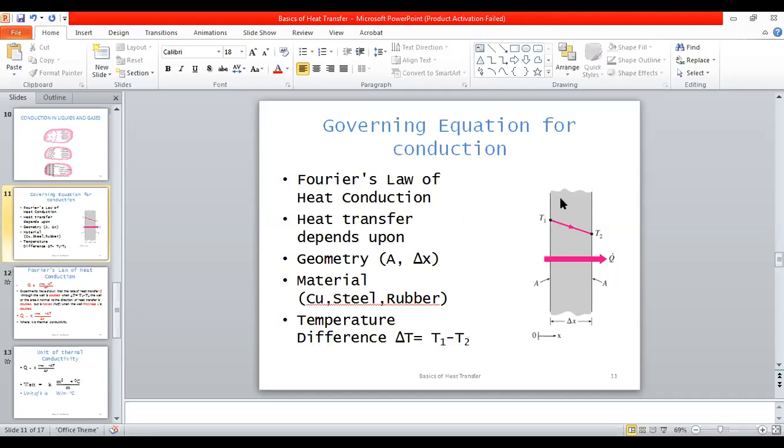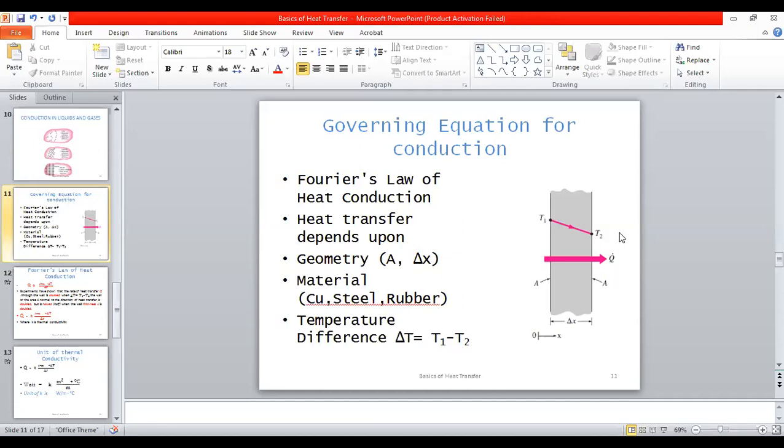Next is the material of this wall. Suppose a normal wall is made of a mixture of cement, concrete and brick. It has some thermal conductivity, but if we use a copper or steel wall, then definitely the thermal conductivity will be more, and the heat transfer rate will be more, as the thermal conductivity of copper and steel is more. Hence we can say that as K, the thermal conductivity of the wall, increases, the heat transfer rate increases.